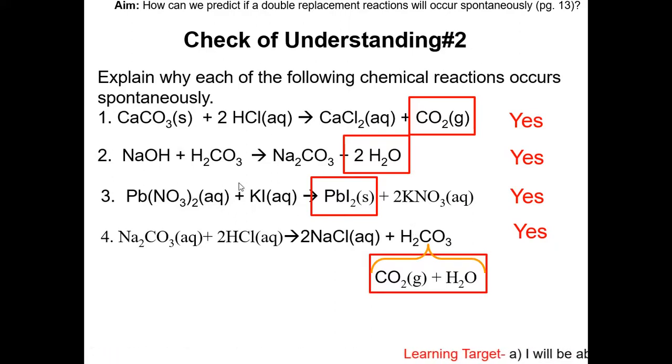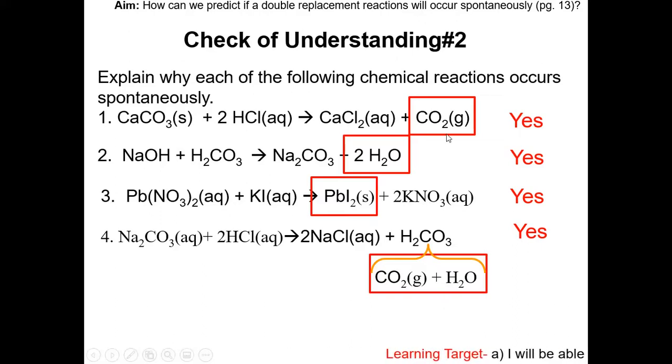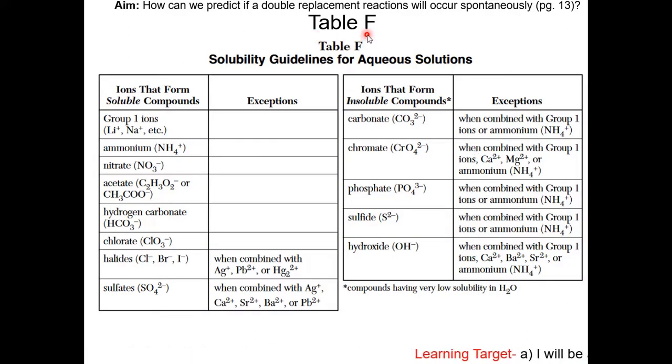The next part of the lesson is to figure out whether an ionic compound will be soluble or insoluble in water. If the ionic compound in the products is soluble, then the double replacement reaction is not spontaneous. But if the ionic compound is insoluble, then the double replacement reaction will be spontaneous. So to determine whether an ionic compound is soluble or insoluble, we'll be using Table F on the reference table. Table F is the solubility rules for ionic compounds, whether they dissolve or not in aqueous solutions.